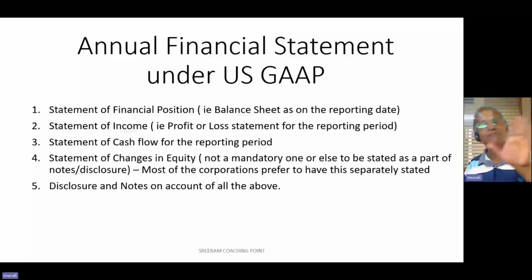So there are only 5 items that we have for financial statements. When we say annual financial statements, it would mean it is not only the balance sheet. We have 5 items: balance sheet, profit and loss account, statement of cash flow, statement of changes in equity, and notes on disclosure. Thank you.